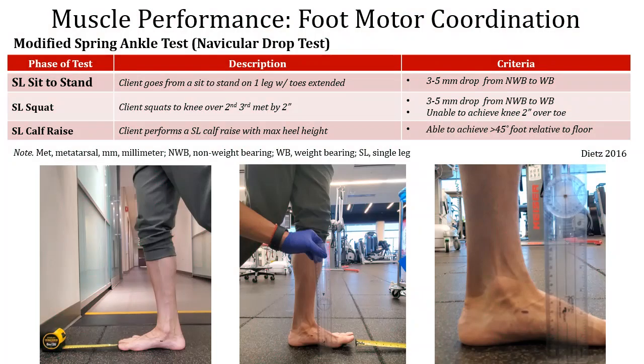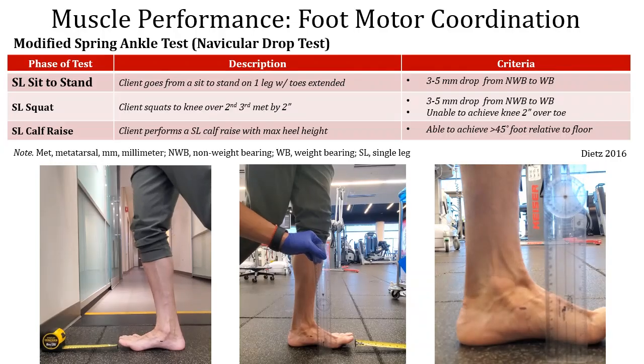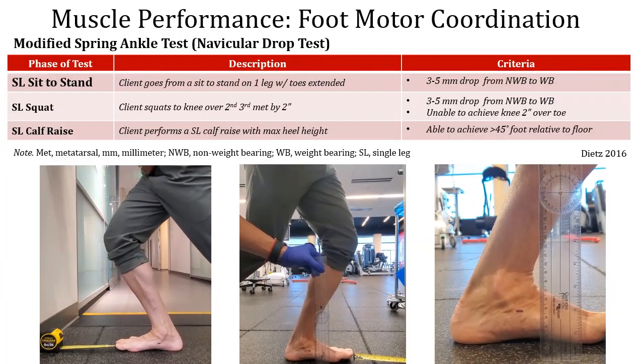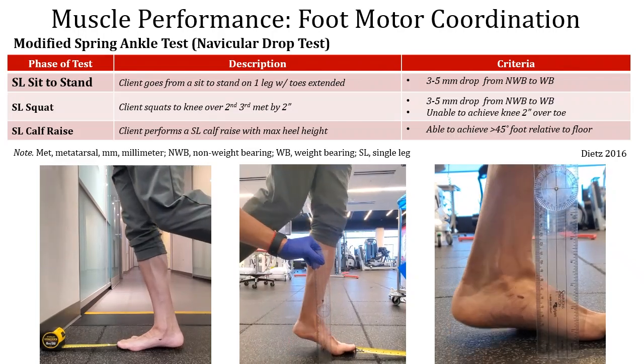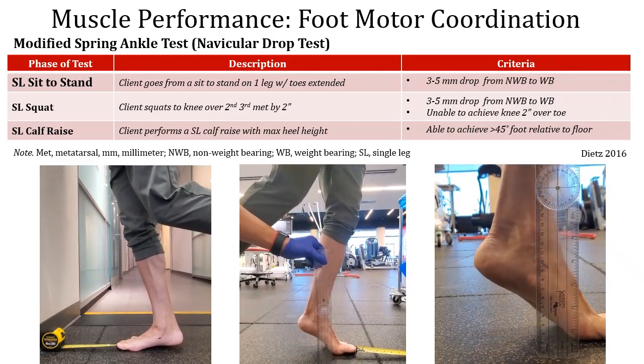All right, so let's start off with motor coordination. I use a modified spring ankle test, which is a navicular drop test. It's formulated from and described by Cal Dietz in Triphasic. So there's three components. You have this single leg sit to stand, where the client goes from a non-weight bearing to a weight bearing position. You're looking for less than 5 millimeters of drop from the non-weight bearing to the weight bearing.